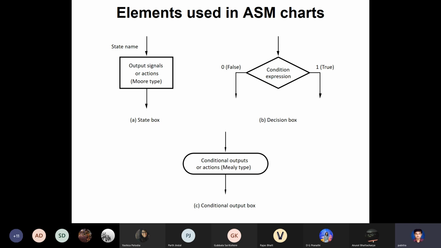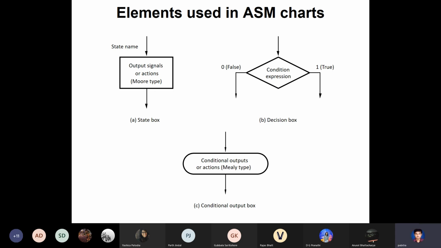That means if you have a flip flop representing it, what are the values given to the output of the flip flop? Or it also represents some actions which are Moore type. That means once you are in the state, you get some outputs unconditionally, irrespective of what the input is. So it's a Moore type output. All the Moore type outputs are specified inside the box.